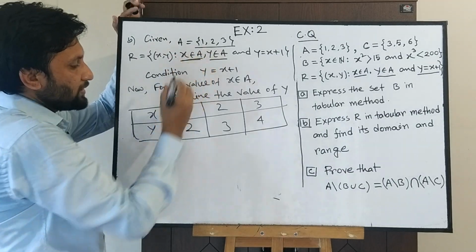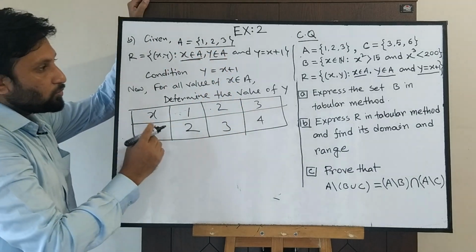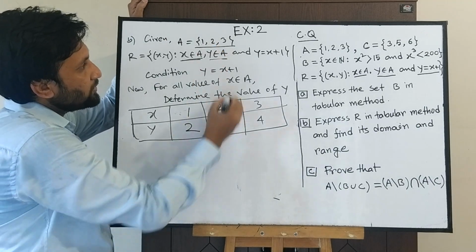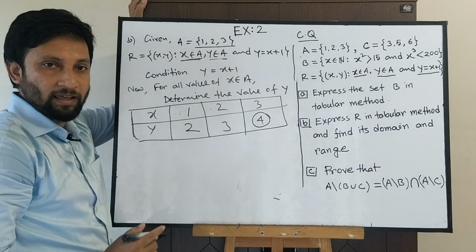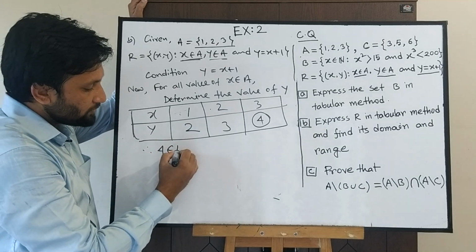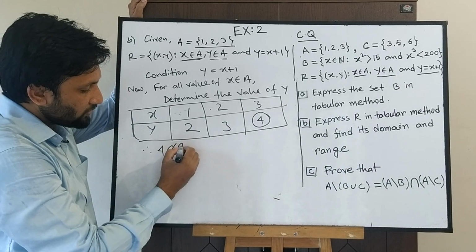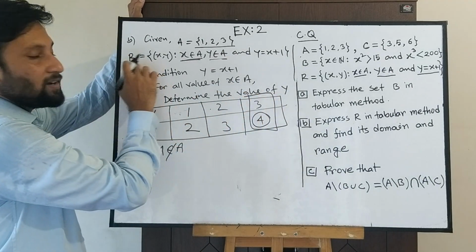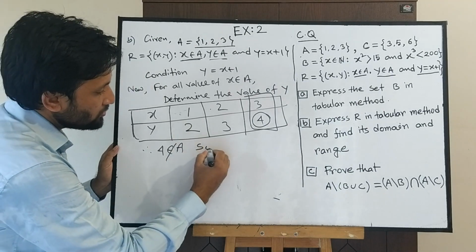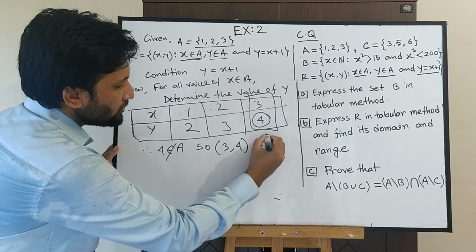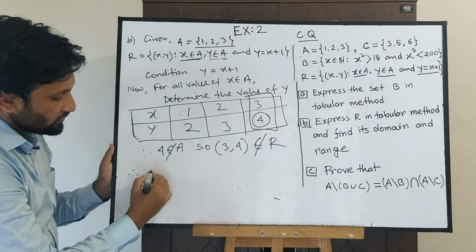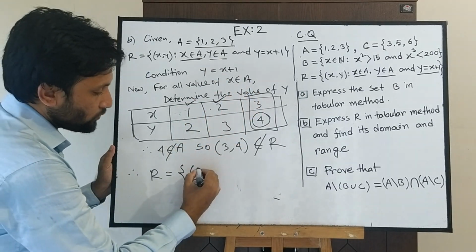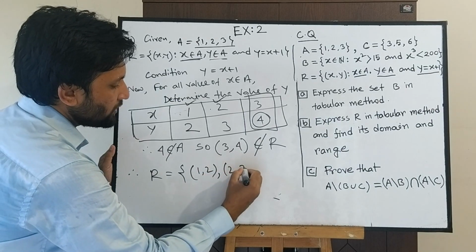But here x is an element of A, that means 1, 2, 3, and y must also be an element of A, because in this condition y is an element of A. So 2 is an element of A, 3 is an element of A, but 4 is not an element of A. Therefore the pair 3 and 4 does not exist in R. That means the elements of R are 1 comma 2 and 2 comma 3.